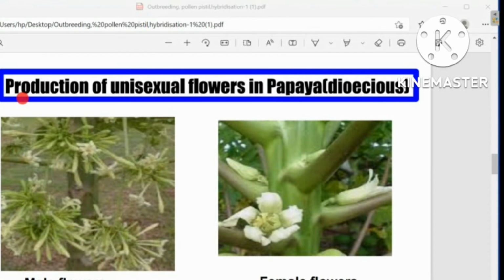Now production of unisexual flowers in case of papaya, which is a dioecious plant. So the male flowers are present on one plant body, female flowers are present on another papaya plant. So from the male flowers, the pollen grains have to go for cross-pollination or xenogamy in order to facilitate fertilization. So in this case, there is true cross-pollination or outbreeding.